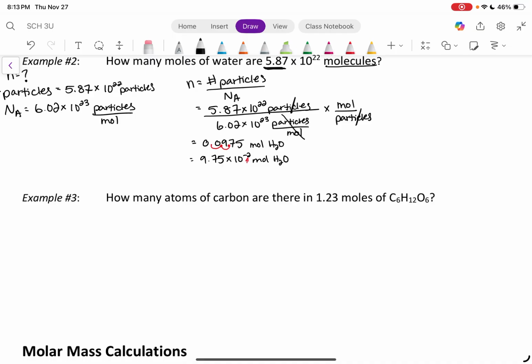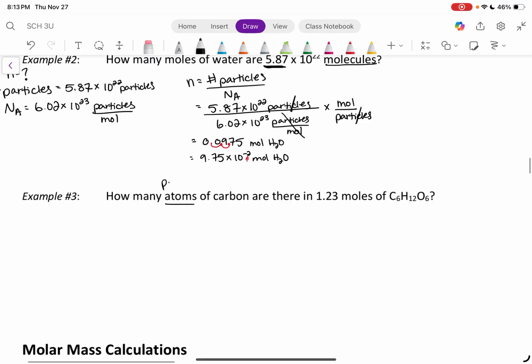Our third example, so how many atoms, right? We're talking about particles. Now it's asking me how many atoms of carbon are there in 1.23 moles of, this is glucose, just for your reference, in this big molecule. So it's asking me how many atoms of carbon there are in that many moles of glucose.